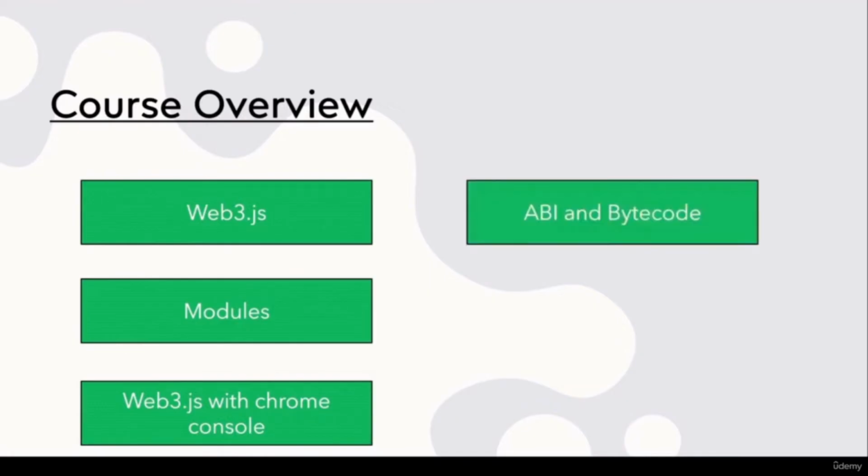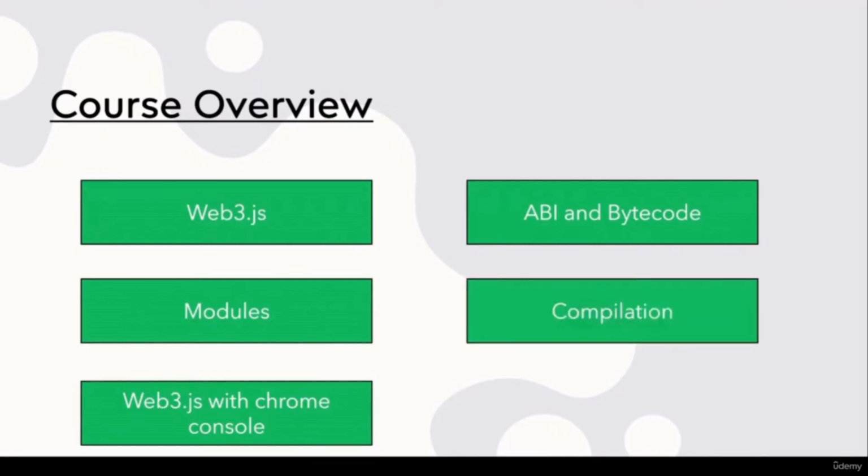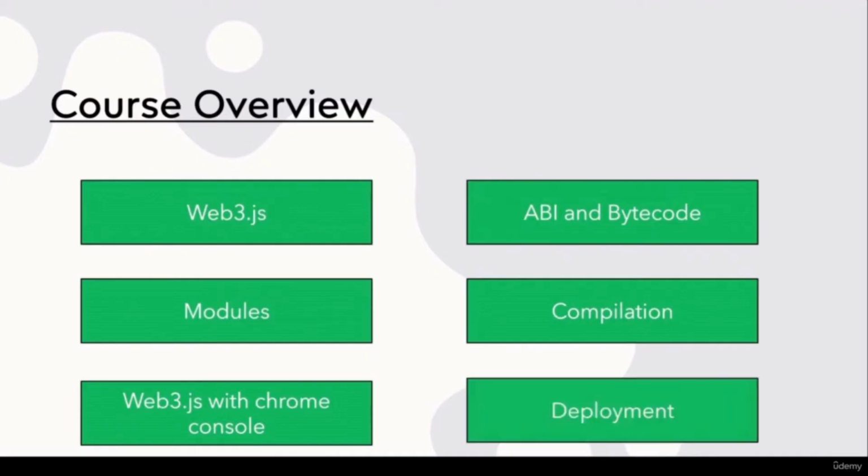After this, we will see how to create ABI and bytecode using Web3.js. Till now, when we have generated ABI and bytecodes, we have done it with the help of Remix IDE, with the help of Truffle. But how to generate ABI and bytecodes of our smart contract using Web3.js, that we will see here. After that, we will see our next step, that will be compilation. How will we compile our contract using Web3.js, that we will see. And with that, at the end, we will see how to deploy our contract with the help of Web3.js.